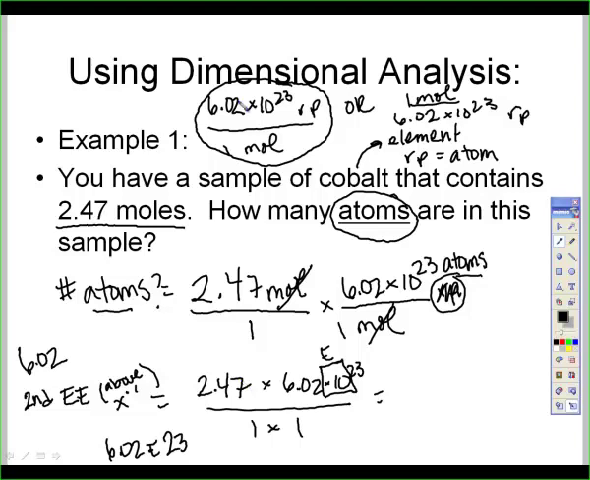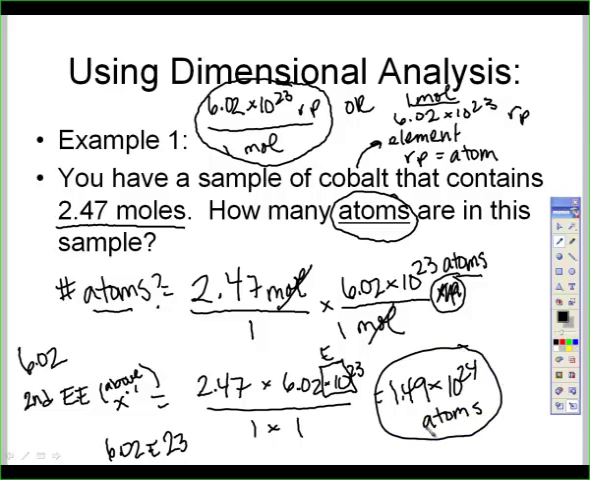Times 6.02 E 23, and I get, okay, sig figs wise, we have 3. So I'm going to put in 1.49, and times 10 to the 24th. And my units are atoms. Whew, let's try that. Let's try another one.